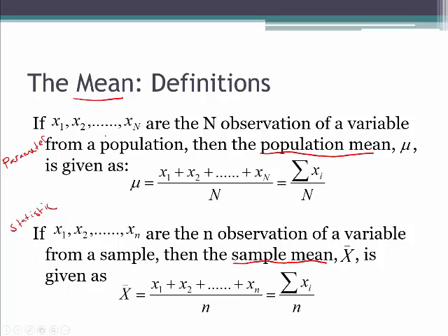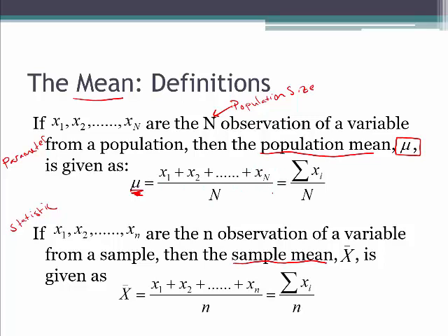If x sub 1, x sub 2, all the way to x sub capital N, now remember what capital N stands for? Capital N stands for the population size. These are the N observations of a variable from a population, then the population mean is given by this Greek letter, the Greek letter mu. Well, the population mean, you take the first value, you add it to the second value, you keep adding up all the way to the last value, and then you just divide by how many there are.